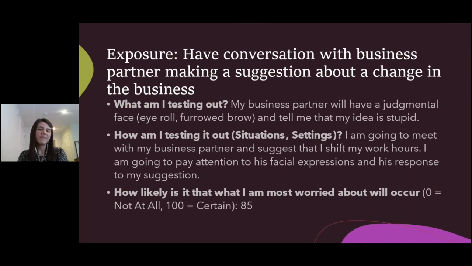How am I testing it out? I'm going to meet with my business partner and suggest that I shift my work hours. I'm going to pay attention to his facial expressions and his response to my suggestion. When rating how likely is it that what I am most worried about will occur, Tom rated an 85. So pretty high, right? Pretty certain that he's going to get rejected or judged for this interaction. So then Tom would go and do the exposure.